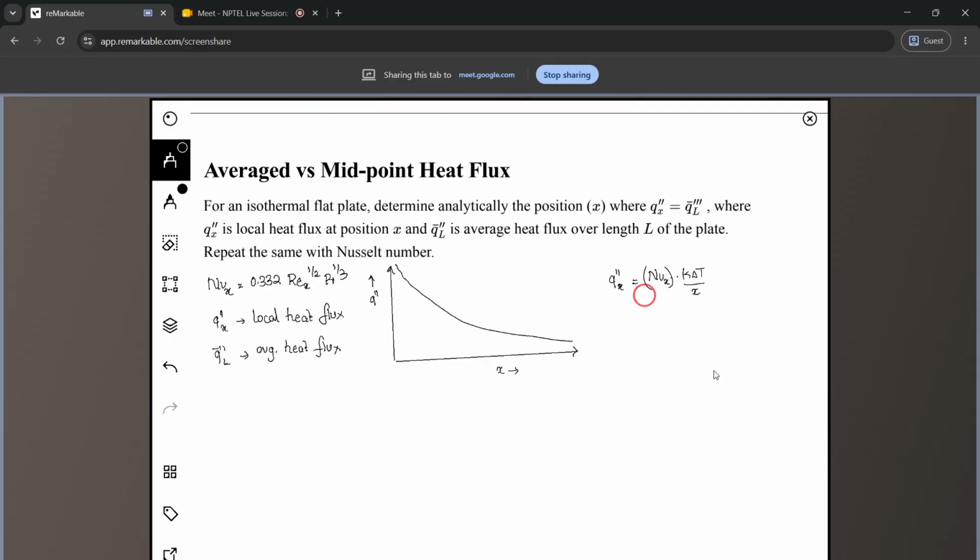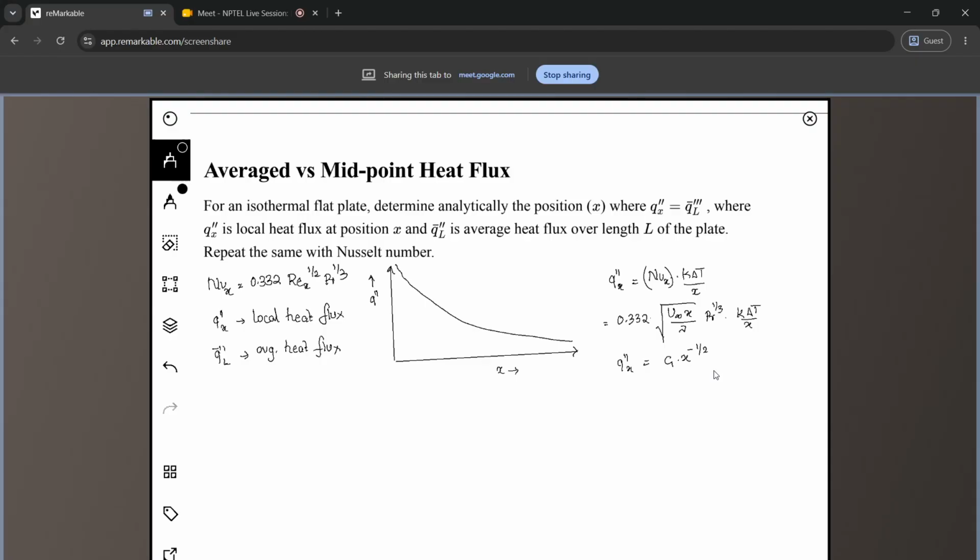And for this Nusselt number, we can use the relation 0.332 times Reynolds number to the half times Prandtl number to the one third, times k delta T by x. So from this, we can write Q double prime of x as some constant times x to the power minus half. So this is the local heat flux.